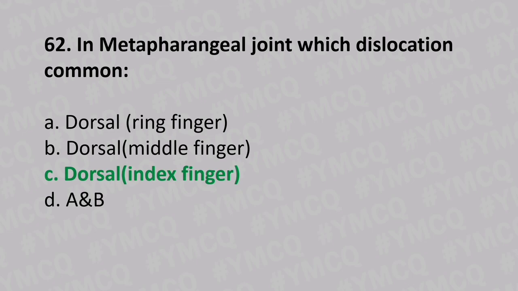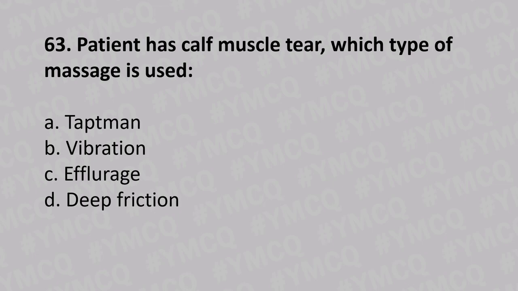Moving to our 63rd question. Patient has a calf muscle tear. Which type of massage is used? Option A, tapotement. Option B, vibration. Option C, effleurage. Option D, deep friction. And the answer is option C, effleurage.